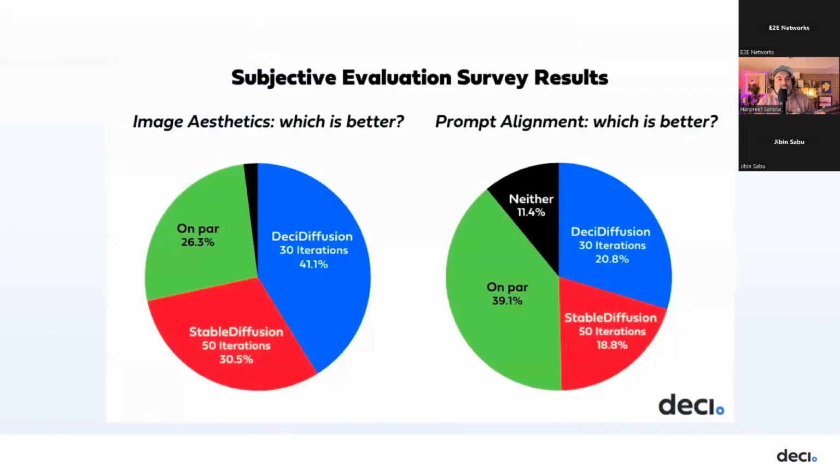For our study, we chose 10 random prompts, and for each prompt, generated 3 images by Stable Diffusion version 1.5 configured to run for 50 iterations, and 3 images by DeciDiffusion configured to run for 30 iterations. We then presented 30 side-by-side comparisons to professionals who voted based on adherence to the prompt and aesthetic values. And the results of those votes are here. DeciDiffusion at 30 iterations exhibits an edge in aesthetics, but it's on par with Stable Diffusion at 50 iterations.